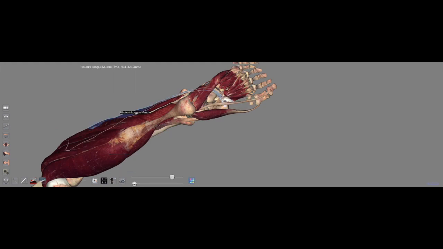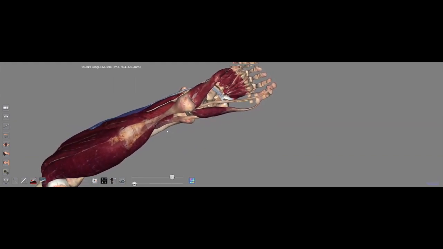There you are. I guess it helps if I didn't get rid of the 1st metatarsal.